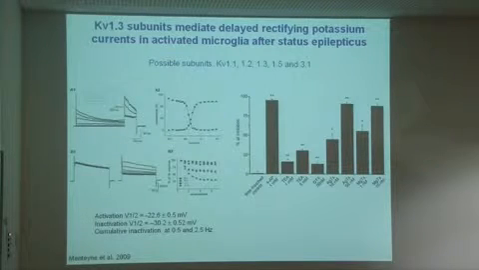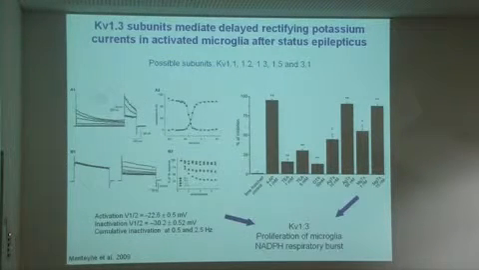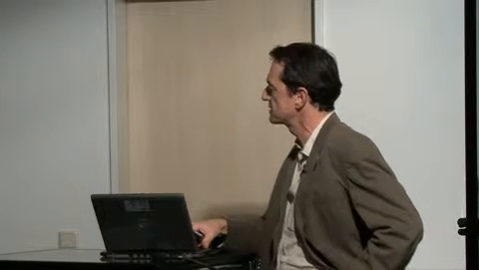And this is typical of the pharmacology of Kv1.3 subunits, which has been linked to the proliferation of microglial cells, as well as to the fact that those cells can, through the NADPH respiratory burst, release reactive oxygen species that might be deleterious for neurons. So this is the subunit that we have here, and which might be linked to the proliferation of microglial cells that we see.